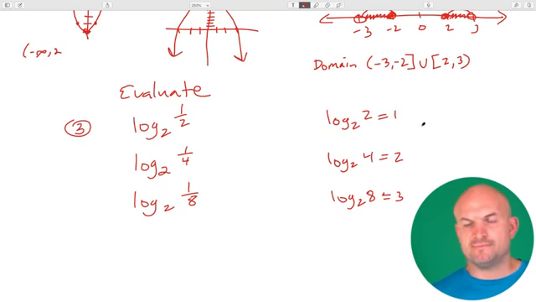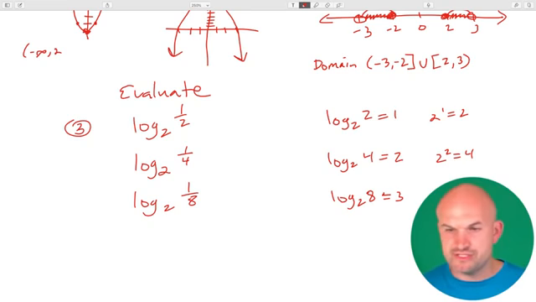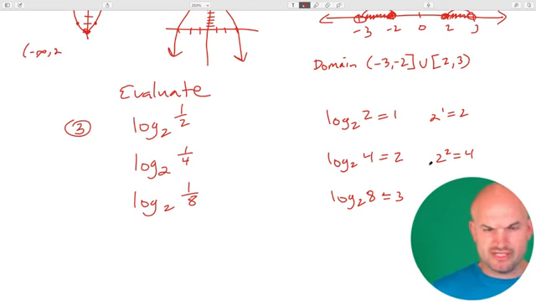That one's 3. And again, you could say 2 to 1 is equal to 2. Put it in exponential form. You could say 2 squared is equal to 4. You could say 2 cubed is equal to 8. So this is what we call the logarithmic equation. This is called an exponential equation. And you can see how they're related to each other in this form.